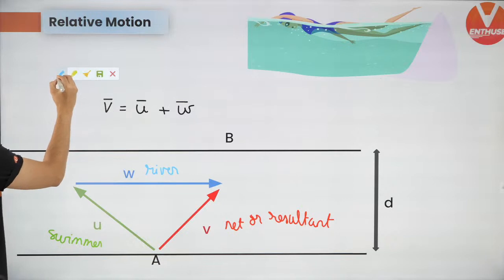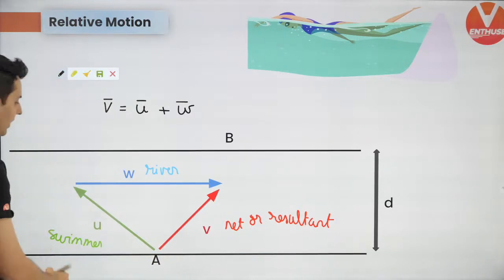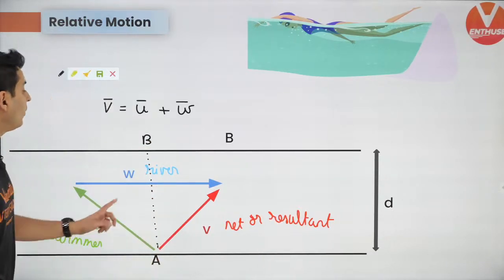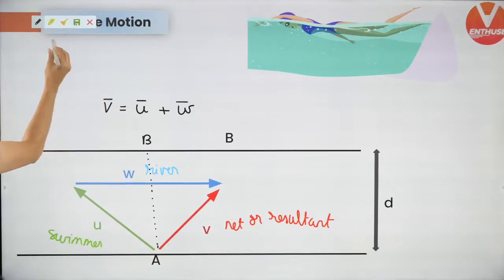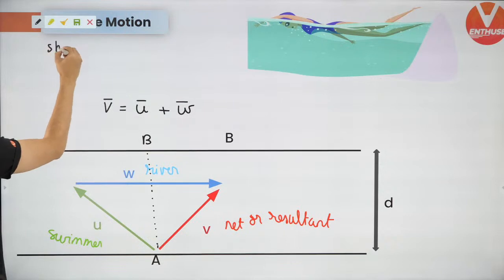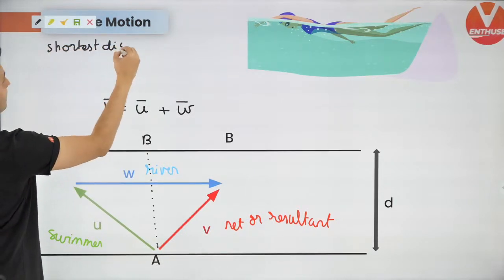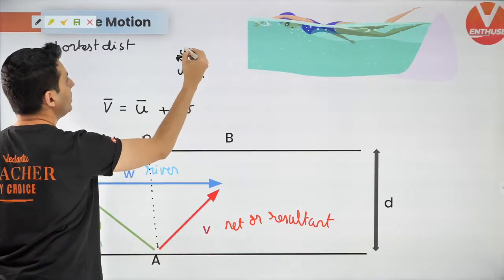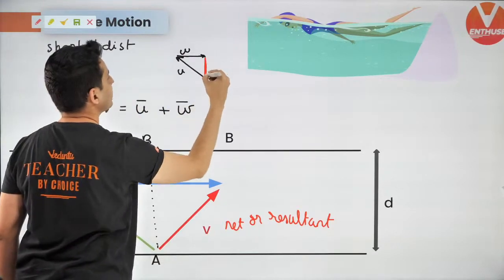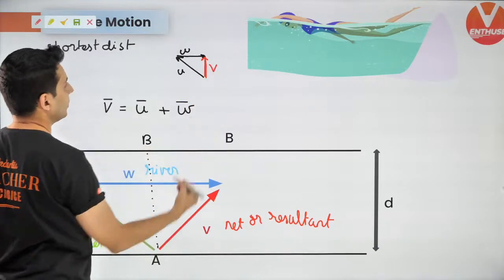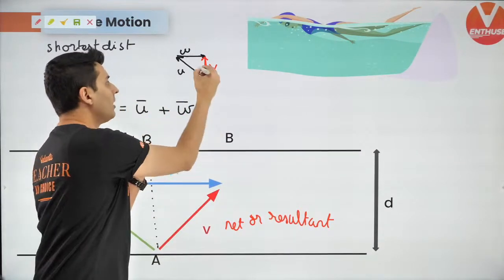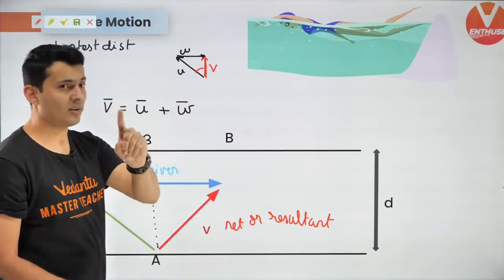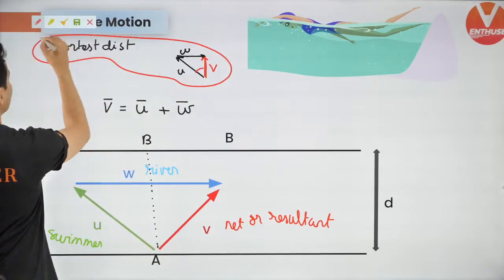Keep this in mind. Now, if this is point A, this is point B, and I want to reach point B. So basically, if you want to cross via shortest distance, then you will try to swim at such an angle that the river velocity is going to pull you such that your net velocity is going to be vertical. This is how it's going to look. So you're going to swim backwards like this at an angle such that your resultant velocity will be straight. So you're cancelling out or balancing the river velocity. That's for shortest distance.